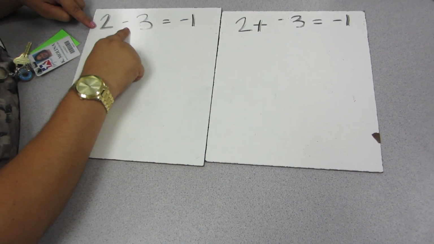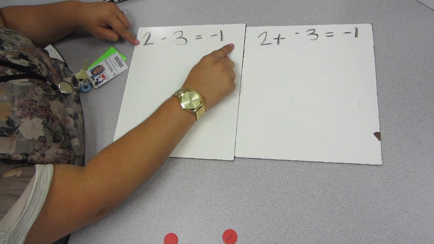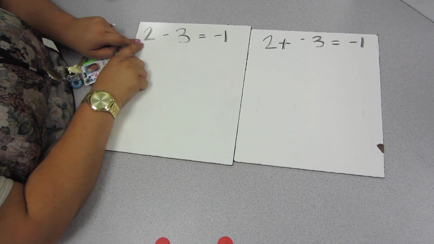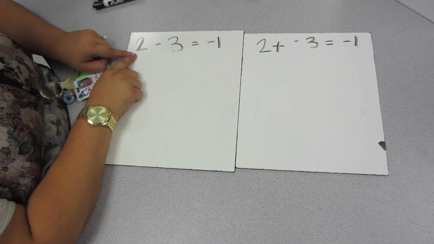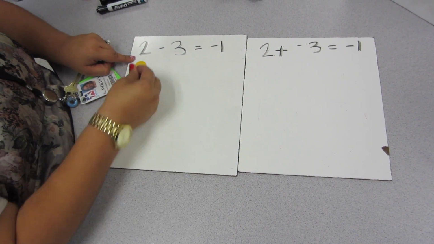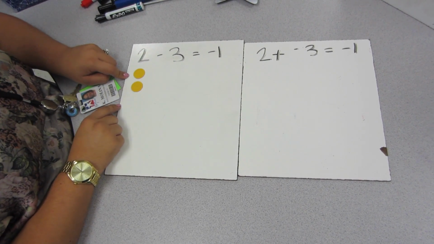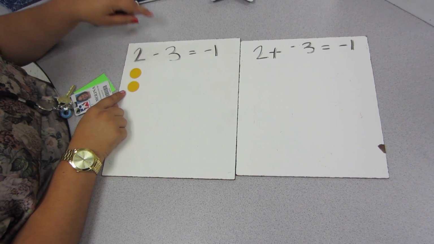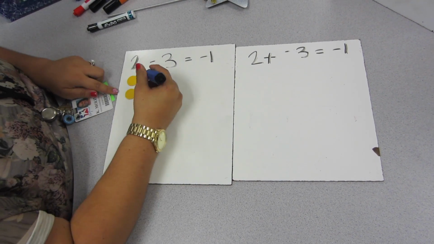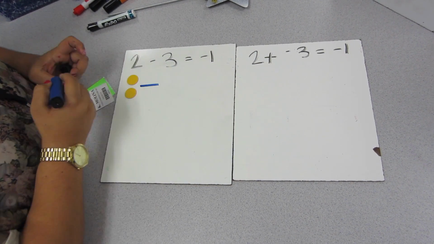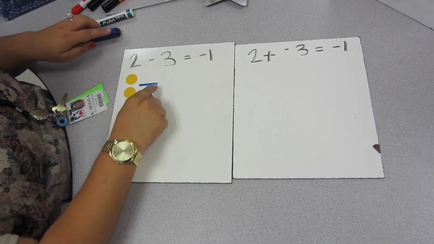So let's look up here. On this board, again, I have 2 minus 3 equals -1. So the first thing is I have 2. Are these positive or negative? Positive. So I'm going to start by putting 2 positive little algebra tiles, or little coins, whatever you want to call them, here. But then I have a minus sign. So I'm going to draw that because I don't have a minus symbol. But I have a minus sign, just like we said. And then I have 3.